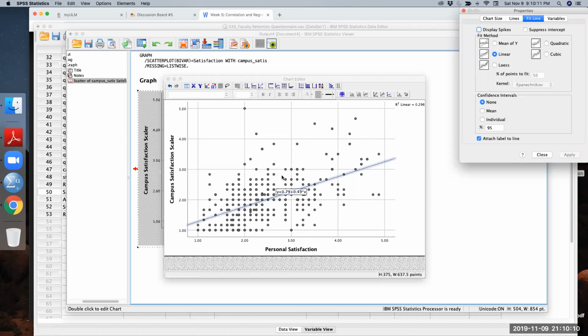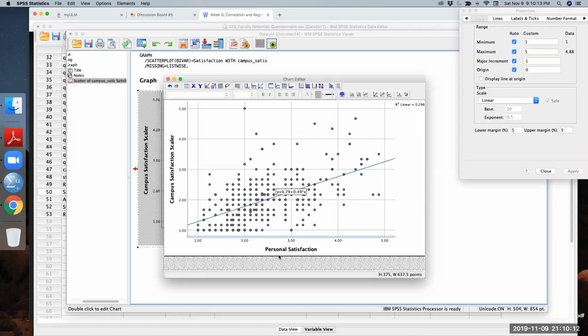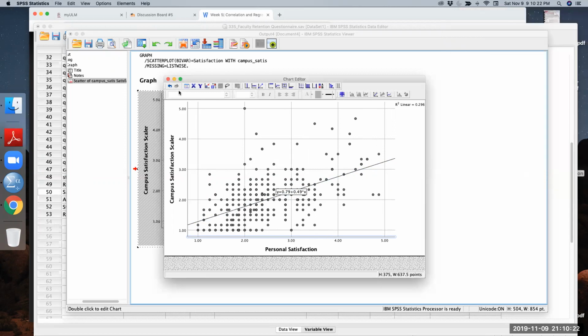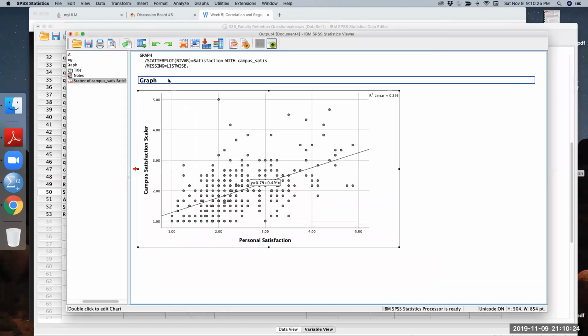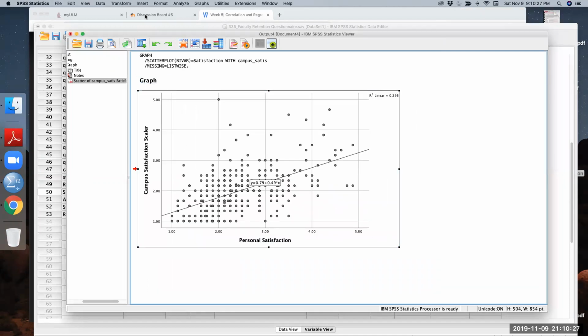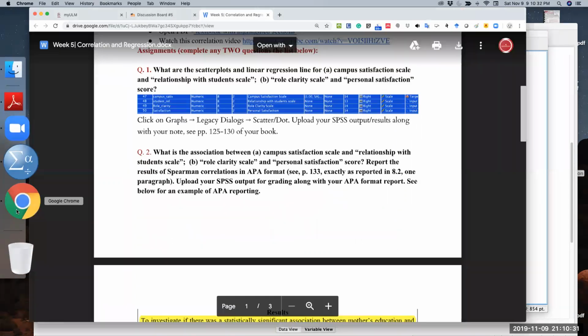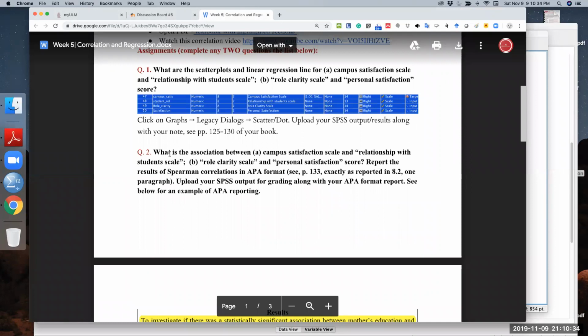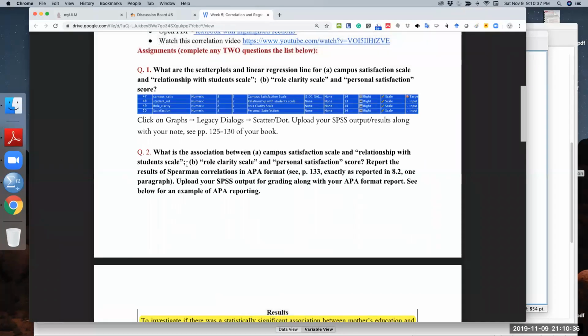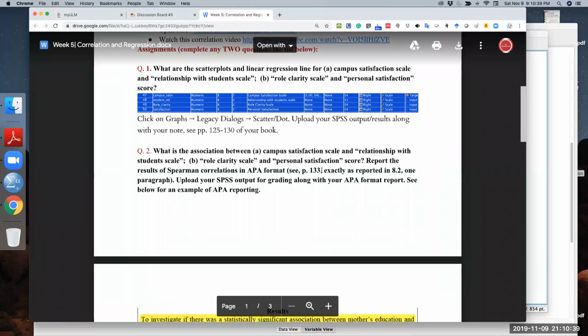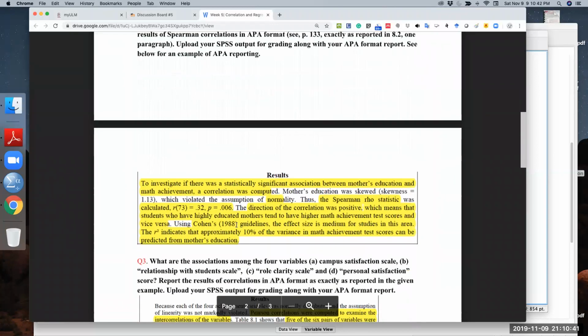The majority of the data points are around here. Still it's okay. So this is your regression line here. Okay, it looks good. If this is the case, then we want to look into the regression, because you have a second question here: what does the association between campus satisfaction and personal satisfaction look like? We want to report that in APA format, and here is how you will be reporting it.